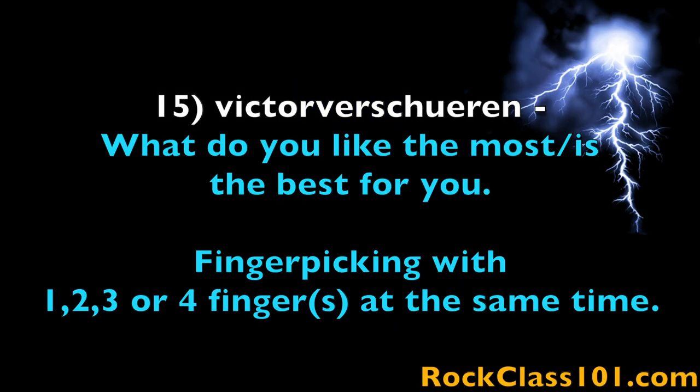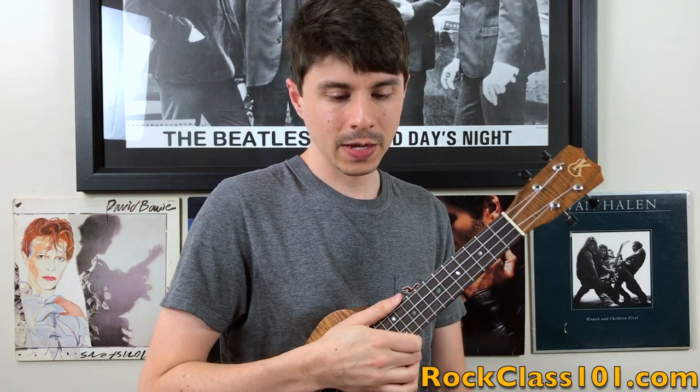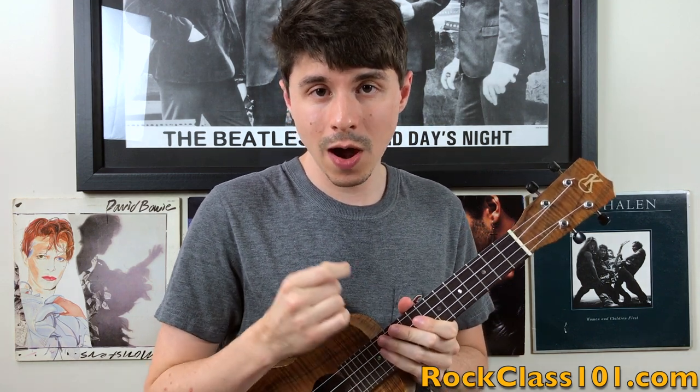Question 15, Victor Rushen asks, what do you like the most / is the best for you? Finger picking with 1, 2, 3, or 4 fingers at the same time. All right, so this question really depends on the context of the piece that you are playing.